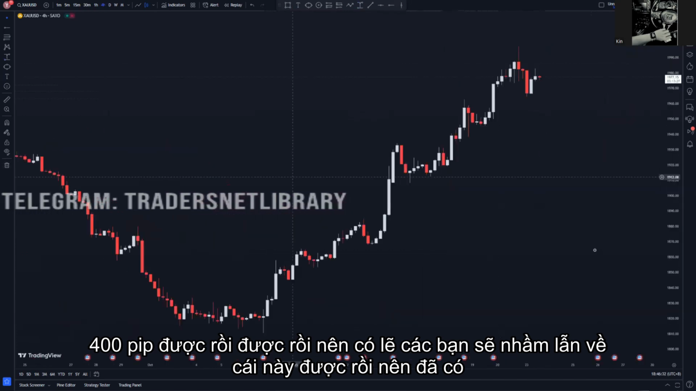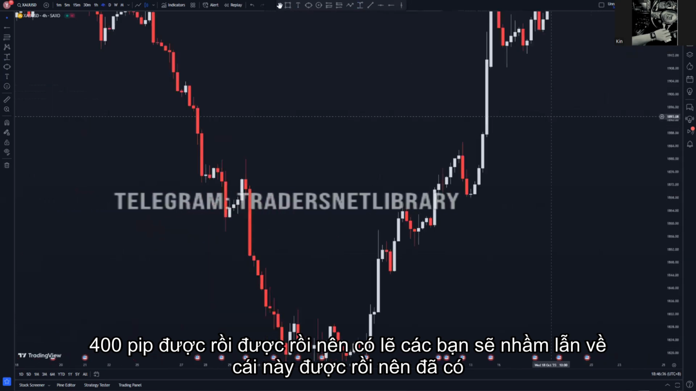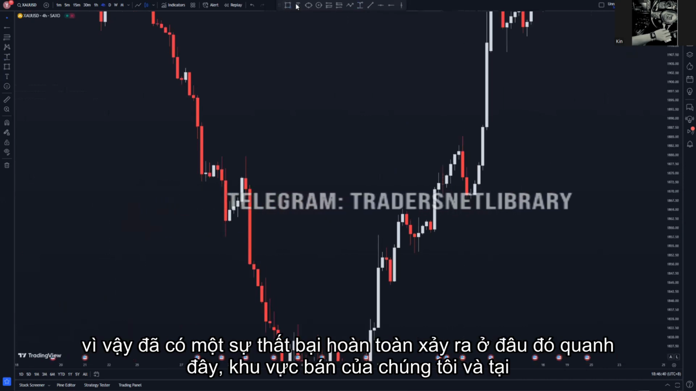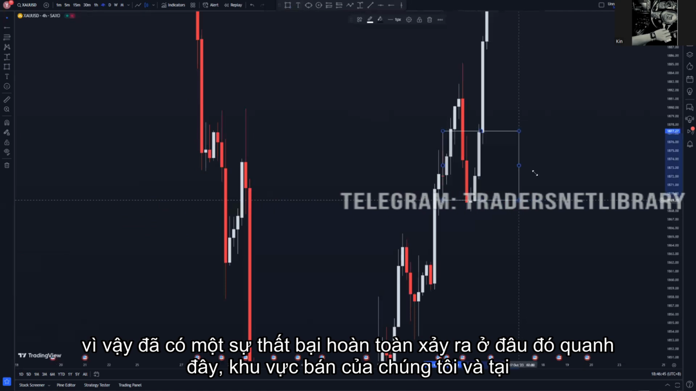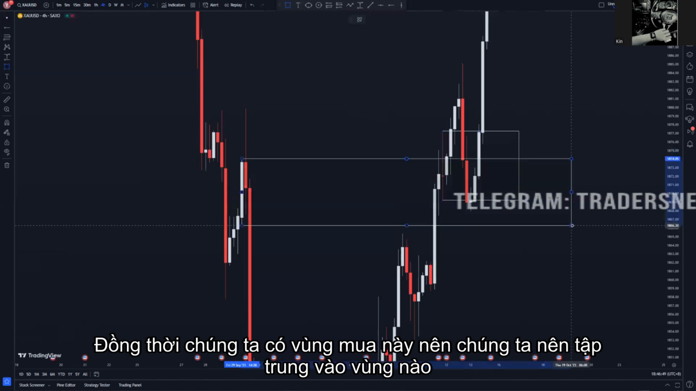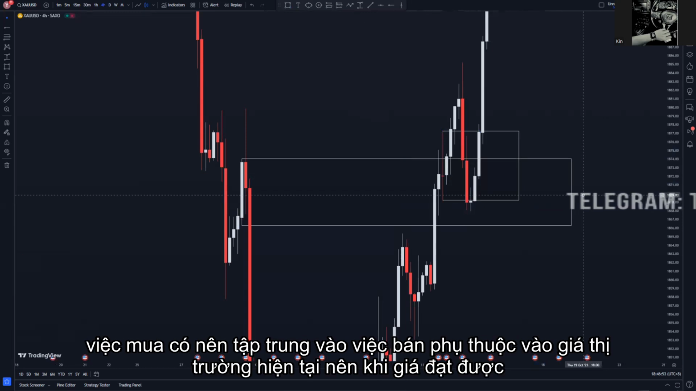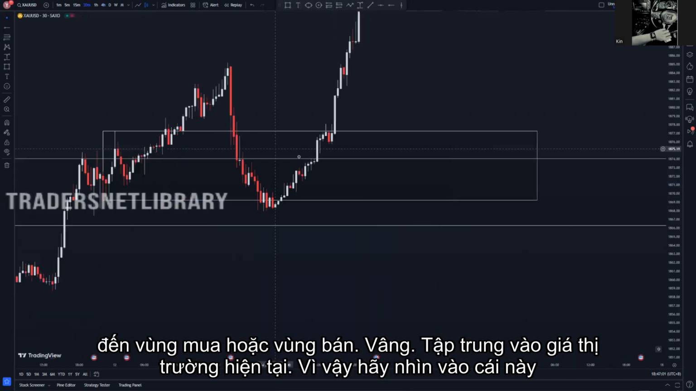So maybe you guys will be confused about this one, all right? There was an EF, an engulfing field, somewhere around here, which is our sell zone. And at the same time, we have this buy zone. So which one to focus on? Should we focus on the buy? Should we focus on the sell? Depends on the current market price. When the price gets into the buy zone or the sell zone, focus on the current market price.